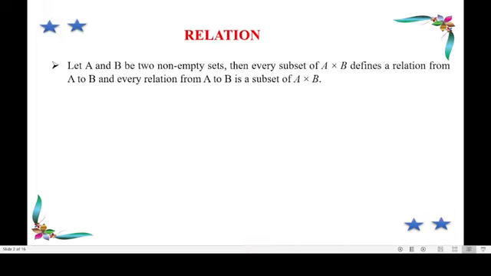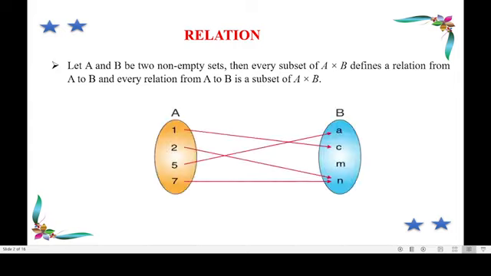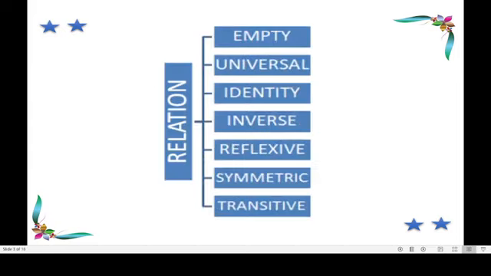Now let us consider relation. Let A and B be two non-empty sets, then every subset of A cross B defines a relation from A to B, and every relation from A to B is a subset of A cross B. This is a diagrammatic representation of set.